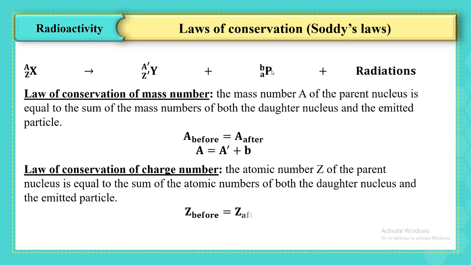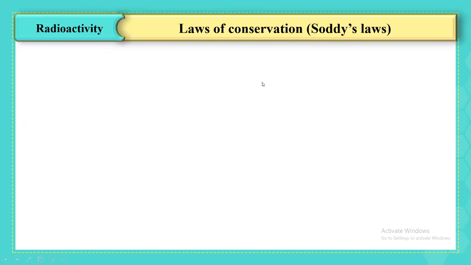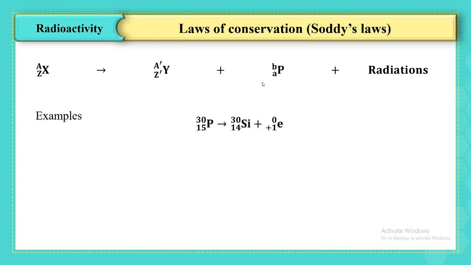So Z before is equal to Z after, then Z is equal to Z prime plus A. We discuss in the following an example to explain the conservation of mass number and the charge number in a radioactive reaction. Initially, the phosphorus nucleus has a mass number A equals 30.